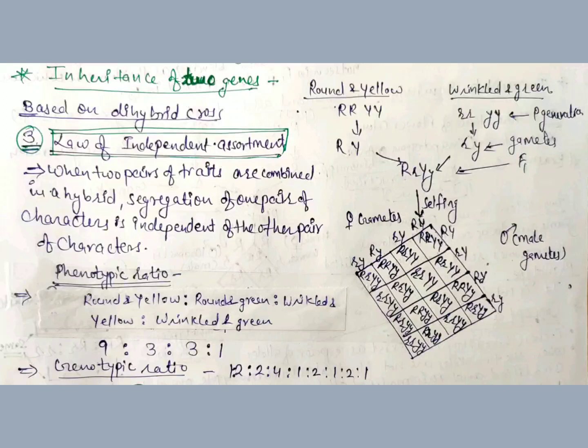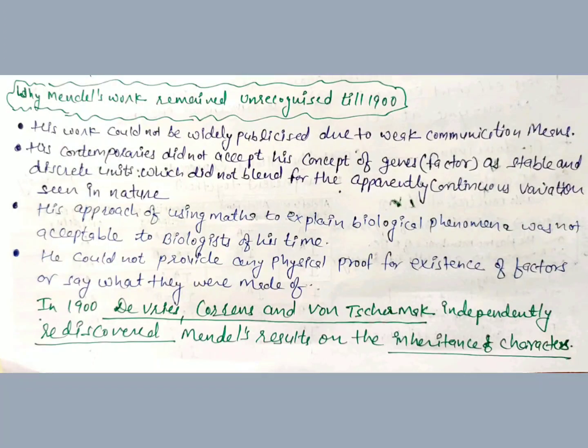And using the Punnett square, we can get the phenotypic and genotypic ratio for this cross. So the phenotypic ratio of round and yellow, round and wrinkled, wrinkled and yellow, and wrinkled and green is 9:3:3:1, and the genotypic ratio is 1:2:2:4:1:2:1:2:1. So these were the three laws given by Mendel for the inheritance of characters.